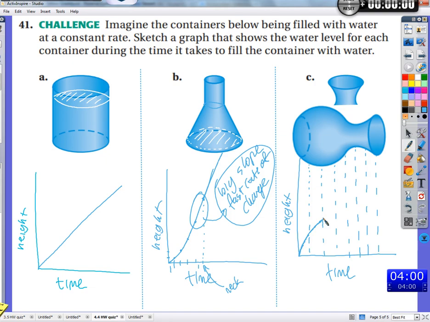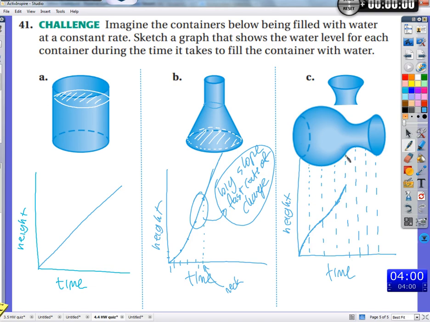This seems like a pretty important time, right? What's happening right here? It starts to speed up. It starts to speed back up because the thing is at its widest diameter, right? So it should speed back up. The height should speed back up, and probably about here, it'll be changing as quickly as it was back here because it looks like it's about as wide here as it was there.